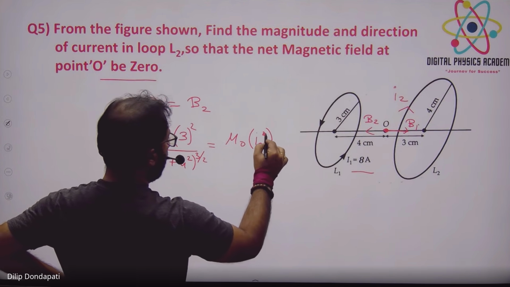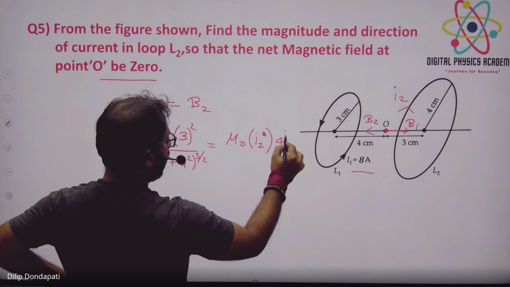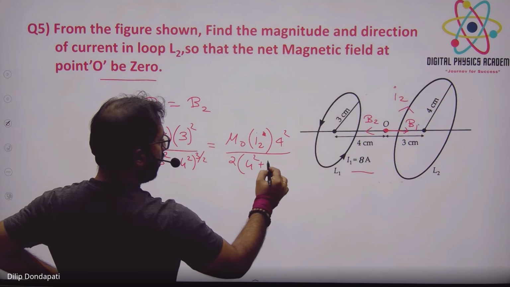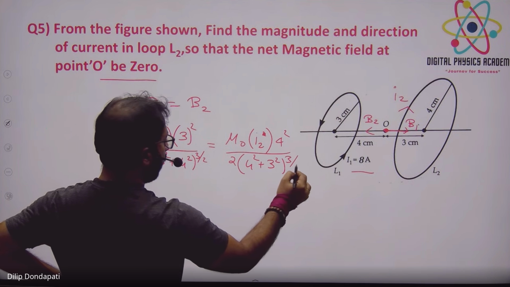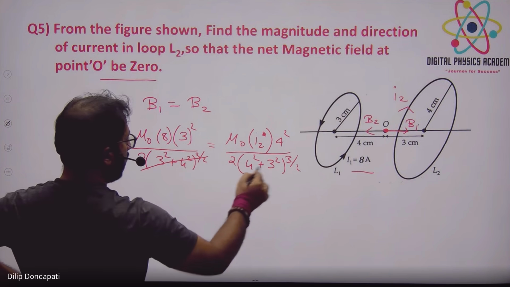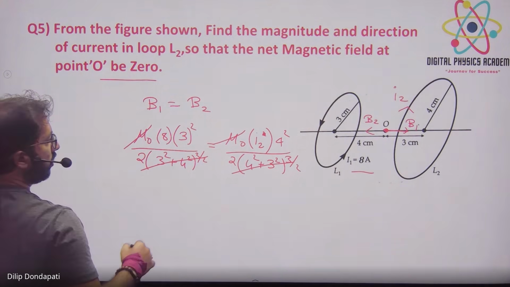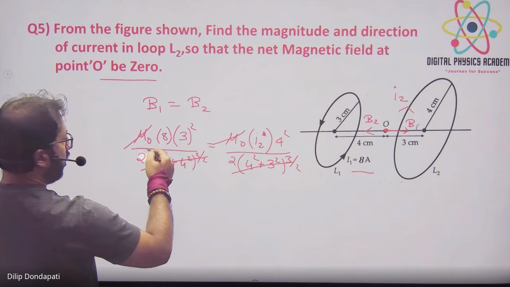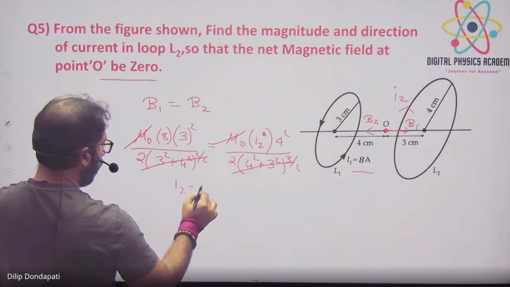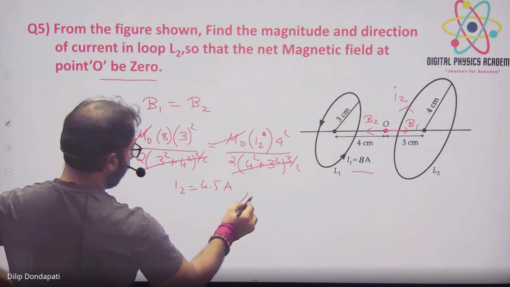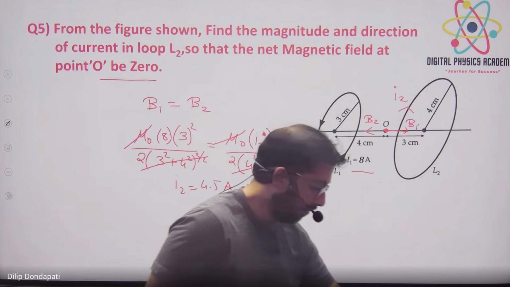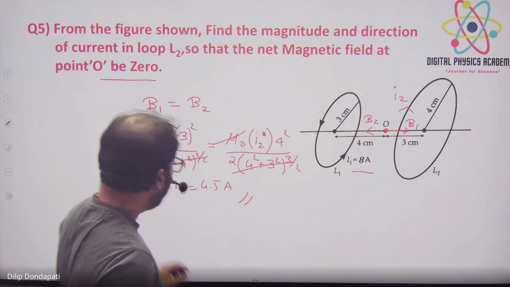I a square, right? I a square is 4 square by 2 times of 4 square plus 3 square whole power 3 by 2. If you see the bottom, 3 square plus 4 square cancel, mu naught cancel. So how much will it be? 16 by 2 and 9 by 2 is 4.5 amperes. Okay? Let's go next.